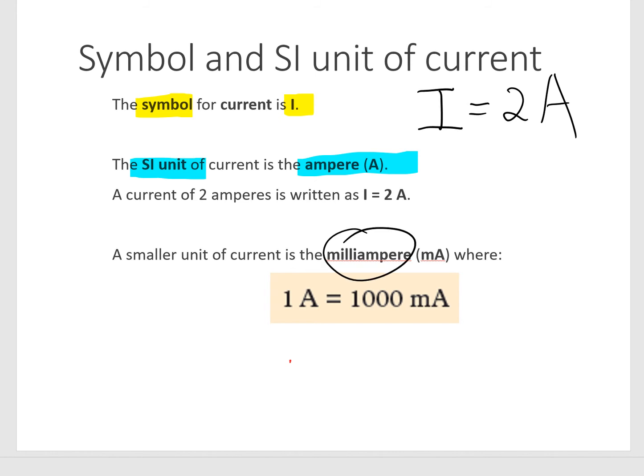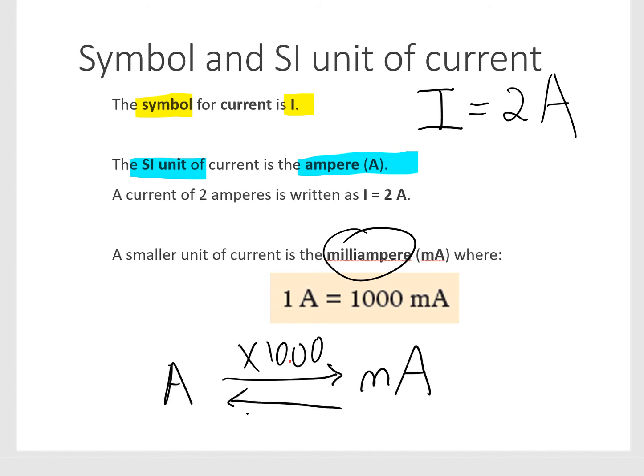Current can be very small, so milliampere is used as a unit very often. If you have current in ampere and you want to change it to milliampere, you multiply by 1000. And if you have milliampere and you want to convert it to ampere so that you can use it in the formula, then you have to divide by 1000.